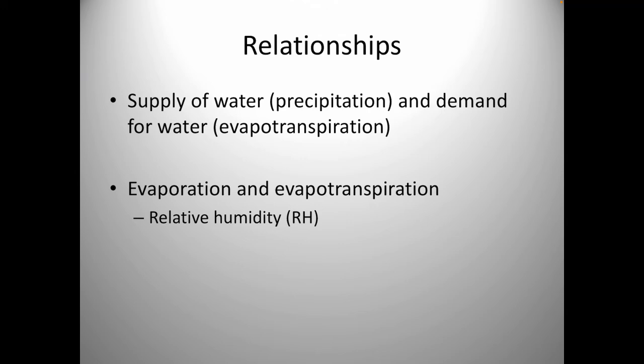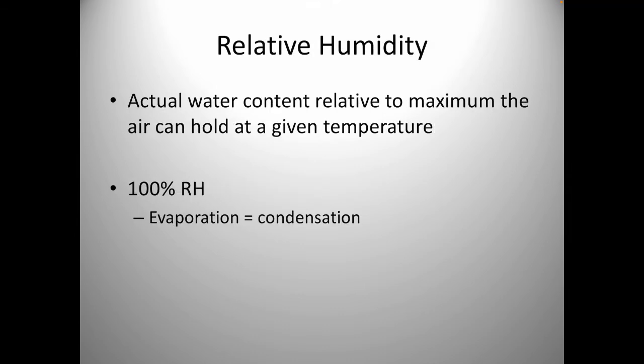We have these relationships, the supply of water and the demand for water. So the plants are demanding water, and we know this. We need to water them or they need to get rained on, and how much of that is available to them. We also have this relationship between evaporation and evapotranspiration, which gives us the relative humidity, which is the volume of water that's in the air. If you want the official definition, it's the actual water content relative to the maximum the air can hold at any given temperature. As temperature rises, the air can hold more water in it.